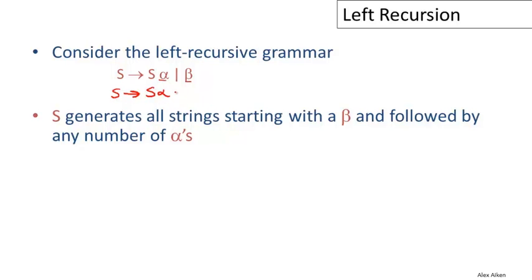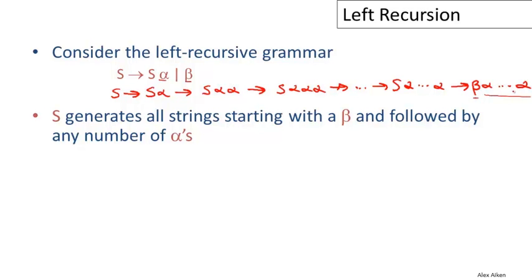So I get S goes to S followed by alpha, and then S goes to S followed by alpha alpha, and then S goes to S followed by alpha alpha alpha. And if I repeat this, I get S followed by any number of alphas, and then in one more step, I can put in beta, and I get beta followed by any number of alphas. So that's the proof that it generates that language, the language that begins with a beta and then has some sequence of alphas.